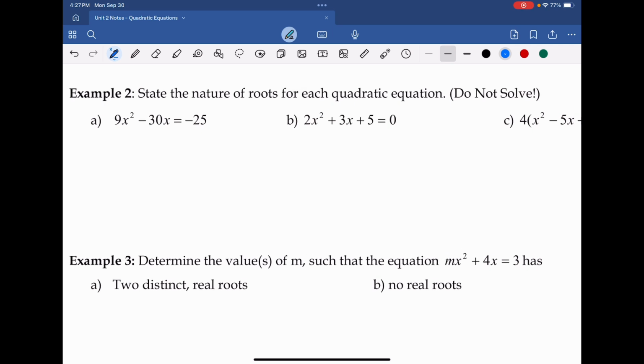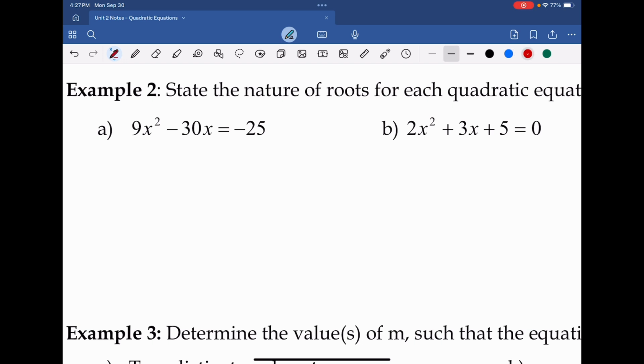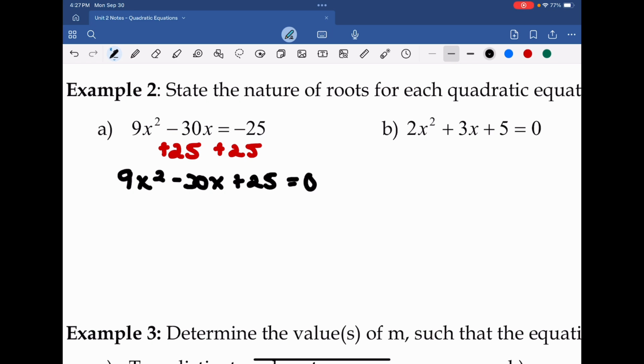When we look at this piece here, we see that we have an example like 9x squared minus 30x is equal to negative 25. First and foremost, let's make sure we add 25 to both sides because we want all the terms on one side and we want our x squared to be positive. So this is going to give us 9x squared minus 30x plus 25 is equal to 0.